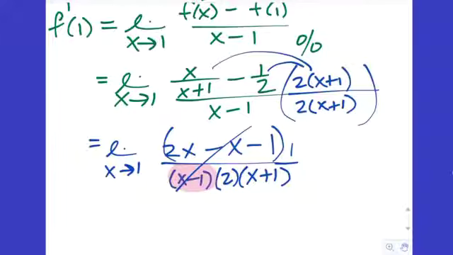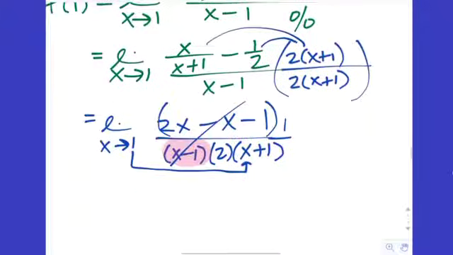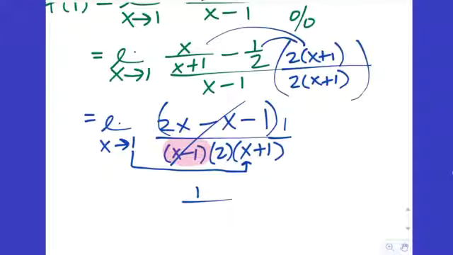So now that the 0 over 0 problem is gone, if there is an x that's left, and there is 1, we plug in a 1 for it, and we end up with 1 over 2 times 2, which is 4. And 1/4 is the exact same answer we got in example 5.